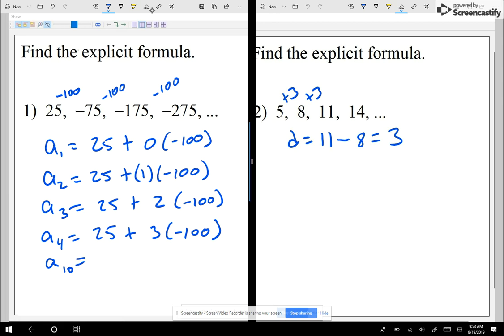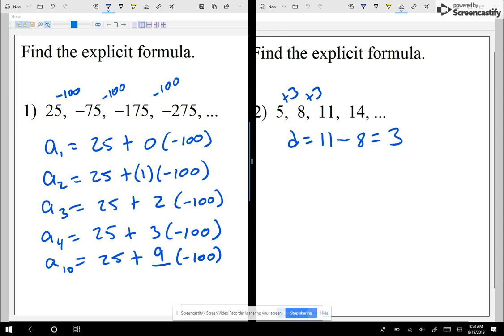If I just came over and I skip and I said our 10th number is going to be 25 plus, I'm going to leave a space in there. I know my difference is negative 100. Now, how many times do you think I add the difference for me to find the 10th number? What was it? 9. Nice.